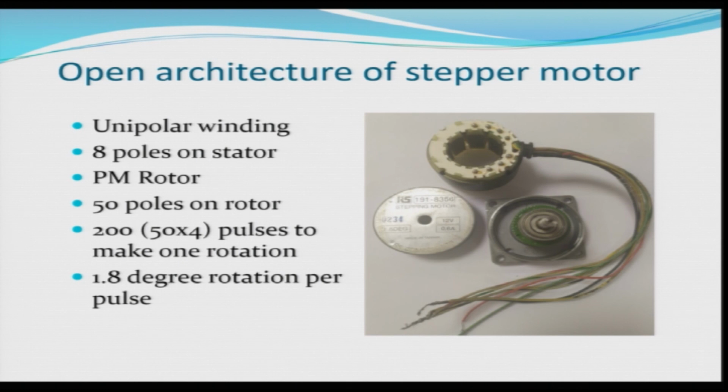For ease of understanding the mechanism, here we present an open architecture of the stepper motor. These windings, which are normally used, are unipolar windings. There are 8 poles on the stator and this is a permanent magnet rotor which has 50 poles. So, we need 200 pulses, that is 50 into 4 pulses, to make one rotation. So, these 200 pulses result in 1.8 degree rotation per pulse.